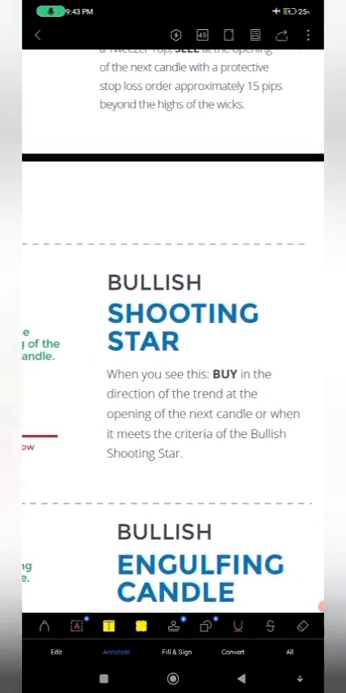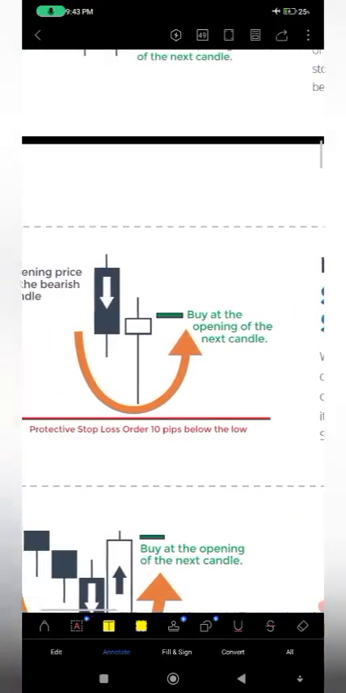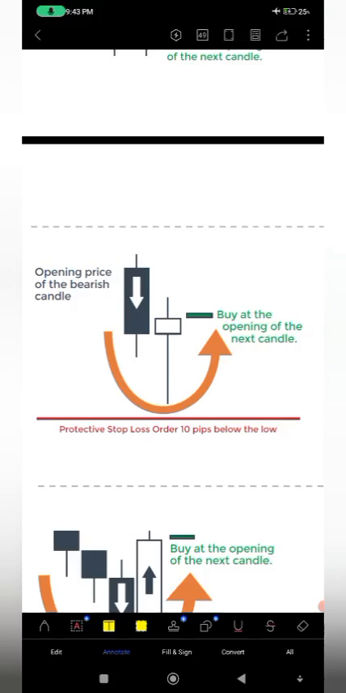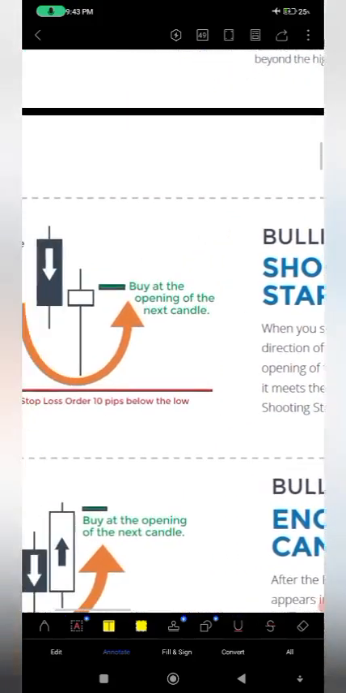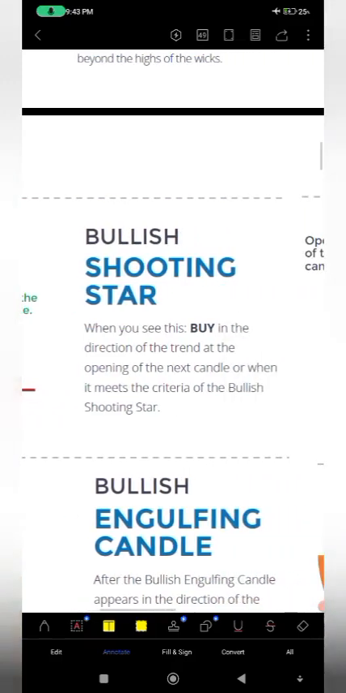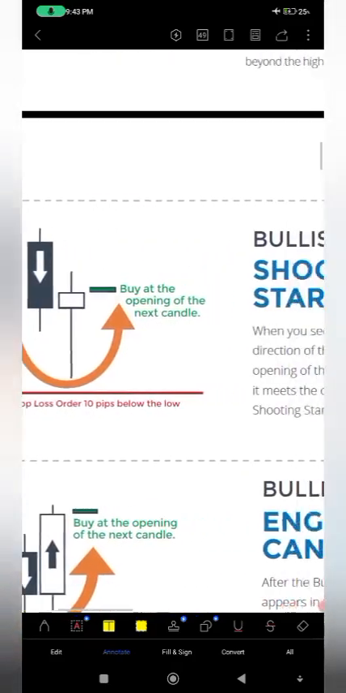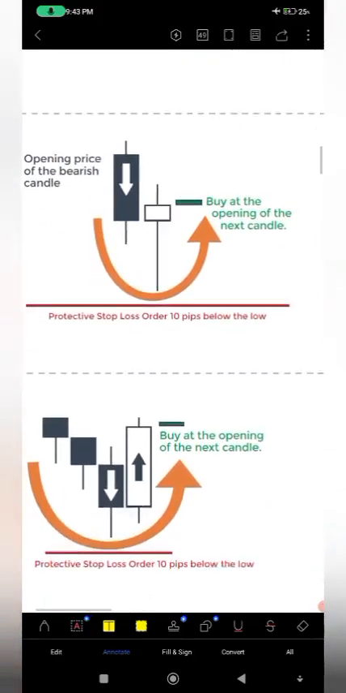The bullish shooting star. This one is more or less for a buy. This is bullish. We have the bearish shooting star, but this one is bullish. So when you see this in the direction of the trend, at the opening of the next candle, it meets the criteria of the bullish shooting star. So definitely you will see the shooting star. Why? Because it is one of the very strong patterns or candlestick formations that we see.